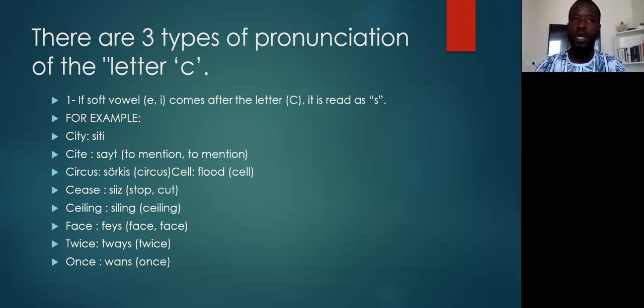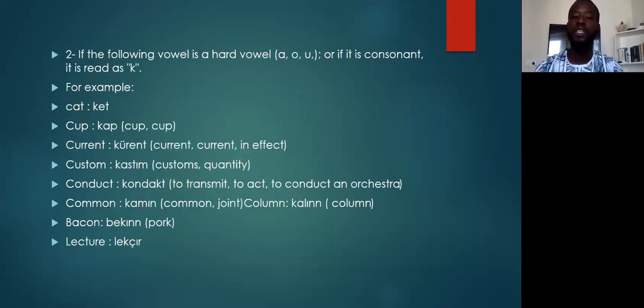It is not pronounced like V. A lot of Turkish people have this kind of pronunciation problem, for example. We don't say it that way for twice; W here is emphasized. This is the first one. And number two: if the following vowel is a hard vowel, for example A, O, or U, okay? Or if it is a consonant, it is read as K.